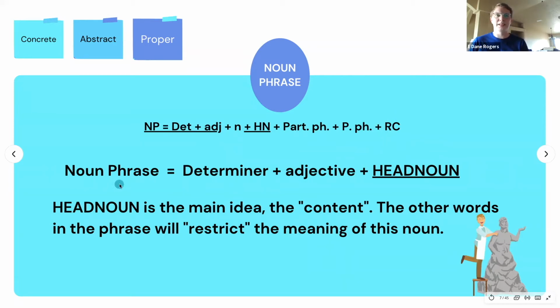So for now, a noun phrase equals at least a determiner and a head noun. If we add an adjective, it normally goes in between the determiner and head noun. So the head noun is the main idea or the content of this phrase. If I add a verb to it, that verb has to agree with the head noun. The other words in the phrase will restrict the meaning of the noun. What I mean by restrict is they're chiseling away at it, making it smaller. That should be a familiar concept with you in Spanish as well.